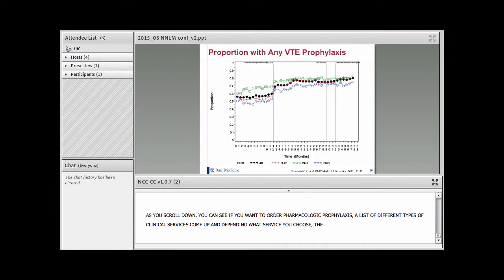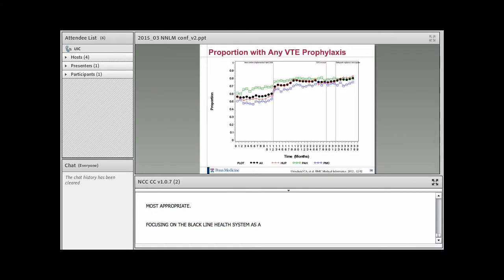And what you see here, just focusing on the black line, which is the health system as a whole, about 55% of people were getting blood clot prophylaxis before this intervention was launched. And then it jumped to about 80% after this intervention was first launched.